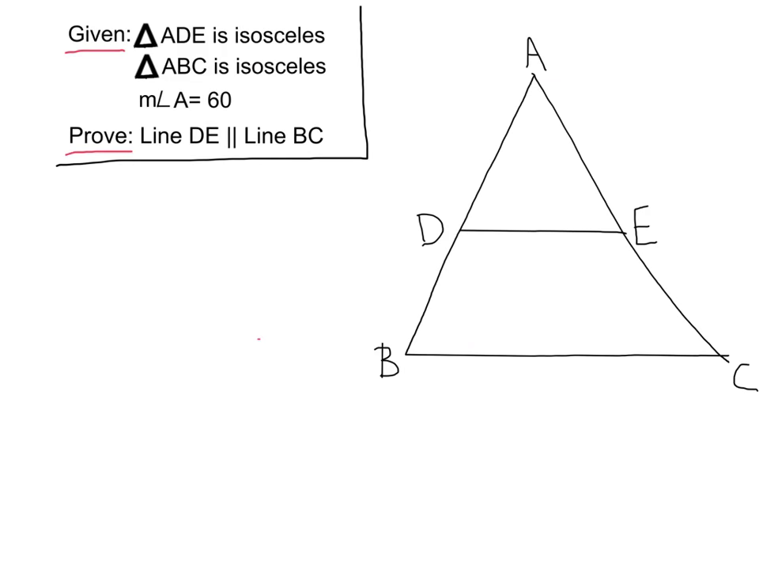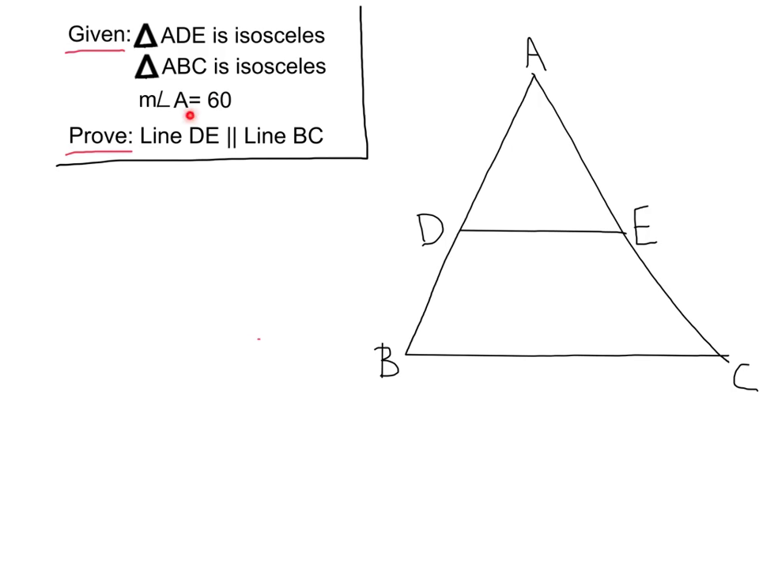Okay, really quickly I'm going to walk you through an example proof, and then I'll let you get to it on your own. So here we are given triangle ADE is isosceles, triangle ABC is isosceles, measure of angle A equals 60, and we want to prove that line DE is parallel to line BC. Now I'm not going to do a statement reason to save you some time, but I'm going to talk you through the whole process and see if you can get the general idea of it.